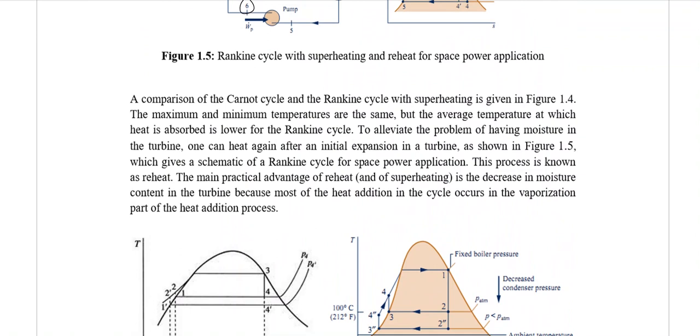The comparison of the Carnot cycle and the Rankine cycle with superheat is given in figure 1.4, and the reheat cycle is given in figure 1.4. Both of them would increase the power output of the cycle. Both of them would also alleviate the problem of having moisture in the turbine, and both would increase the average temperature of the Rankine cycle, and that's why they enhance the efficiency of the Rankine cycle.